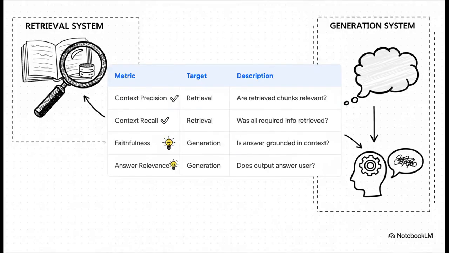But how do you know if your RAG setup is actually working? You have to grade the search engine and the writer separately. We use context precision and recall to grade the retrieval side, basically asking, did we actually find the right documents? Then we use faithfulness and answer relevance to grade the generation side, asking, did the LLM actually stick to the facts we gave it, and did it truly answer the user's question?